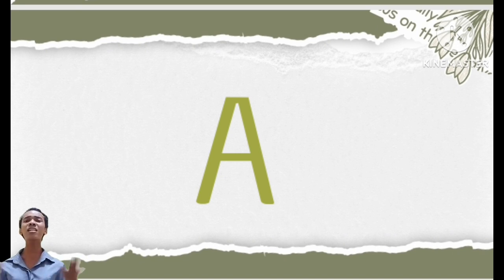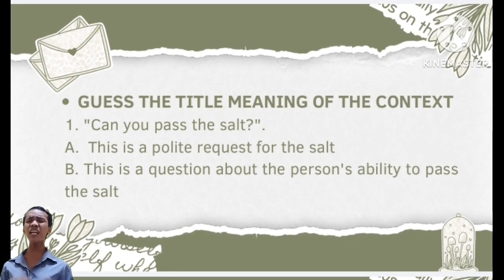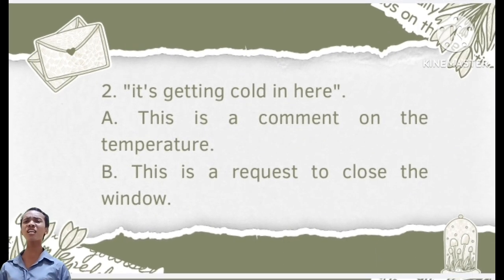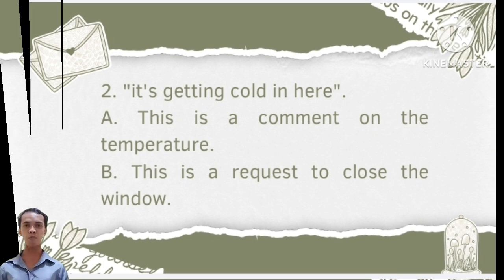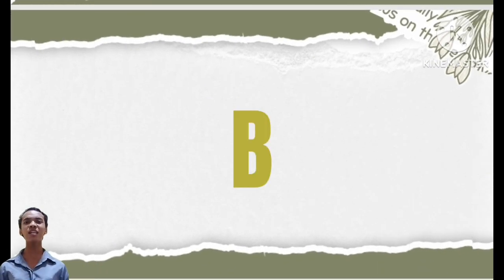It is simply because in a dining context, 'can you pass the salt?' is not literally inquiring about someone's ability. The speaker is using a polite way of asking for the salt to be passed to them. The second context is: it's getting cold in here. Letter A, this is a comment on the temperature. Letter B, this is a request to close the window. Technically speaking, the answer is letter B.